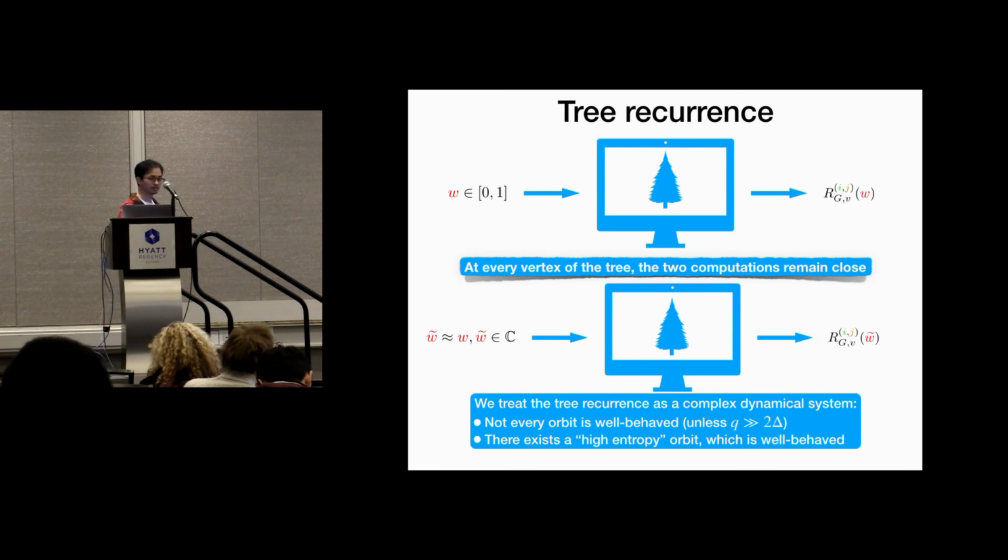To prove that, we basically treat the tree recurrence as a complex dynamical system. This can be very challenging to analyze because not every orbit is well behaved unless Q is substantially greater than 2 delta, and this is actually the main barrier why all the previous work cannot get anywhere close to 2 delta. But the key idea in our work is to show that there's a high entropy orbit such that this complex dynamical system is well behaved.